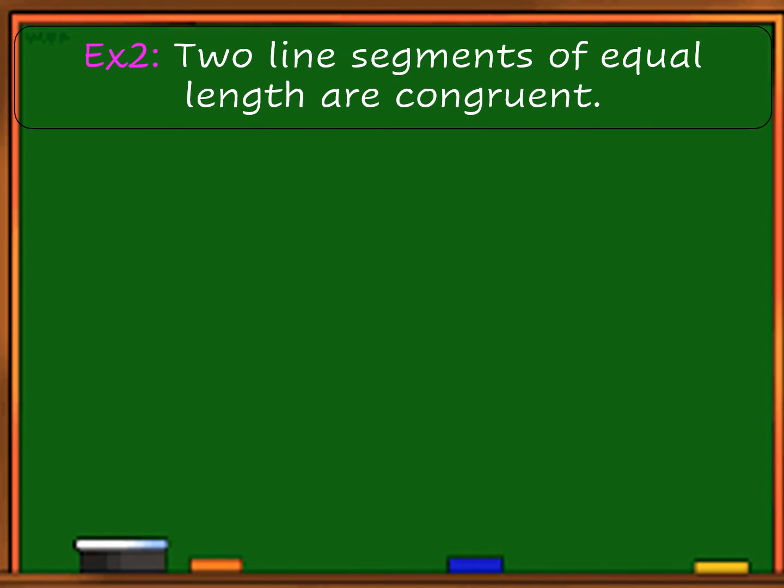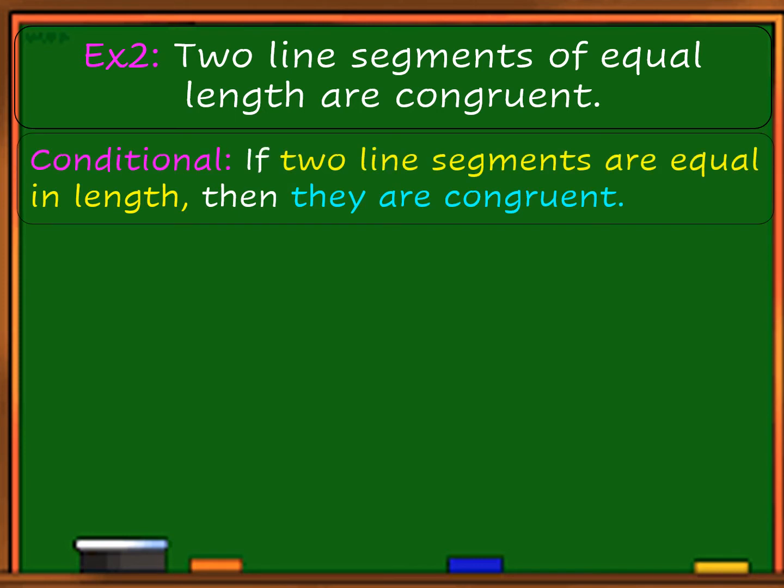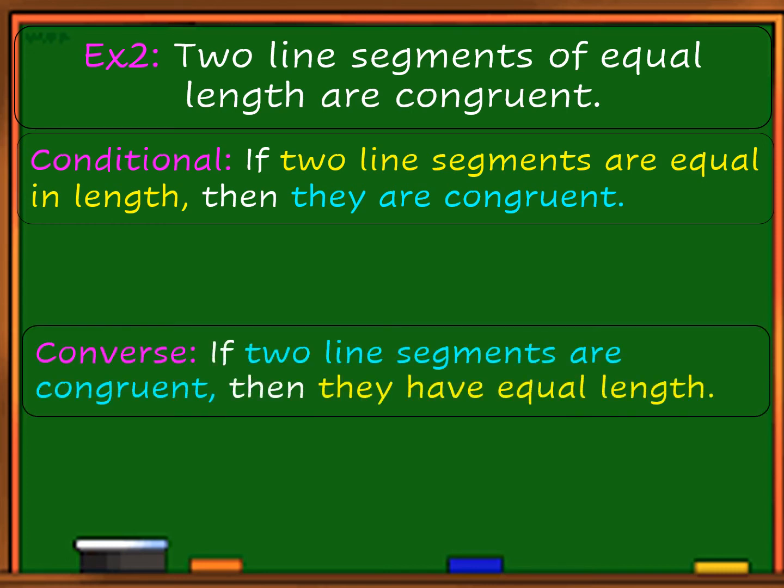Take a look at our example number 2. 2 line segments of equal length are congruent. Let us write the conditional statement. If 2 line segments are equal in length, then they are congruent. The hypothesis, 2 line segments are equal in length, and the conclusion, they are congruent, can be switched to get the converse statement. It becomes, if 2 line segments are congruent, then they have equal length.